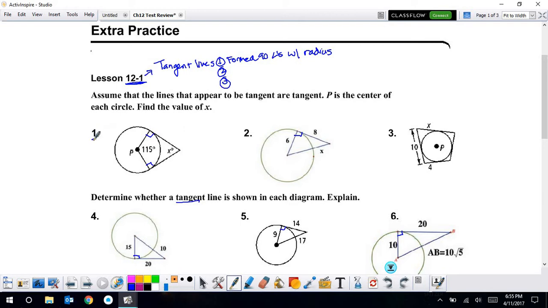For number 1 here, now we've got a 90, 90, and a 115. Now we know that the angles inside a four-sided figure add up to equal 360. So that means that 360 minus the 90 minus the other 90 that we added minus 115 leaves us with 65 degrees for the angle.